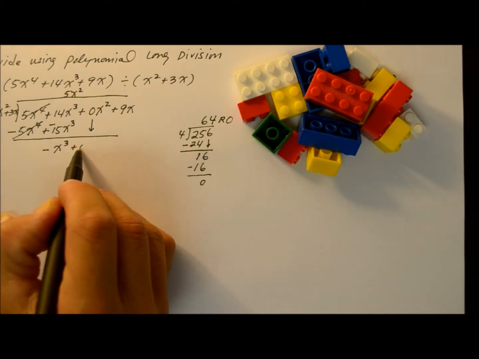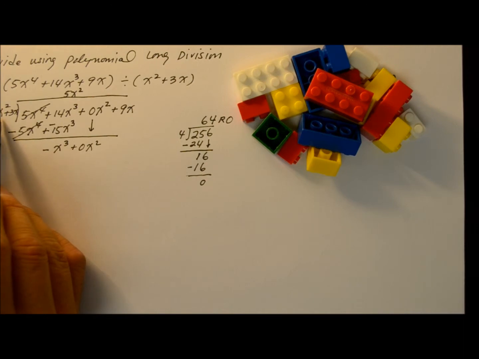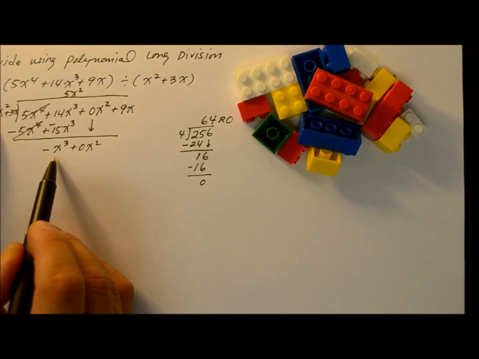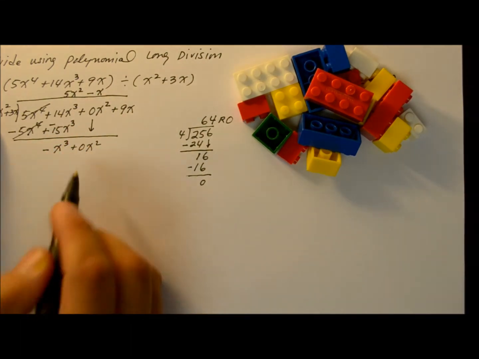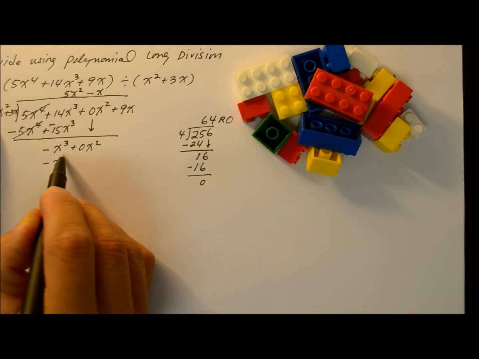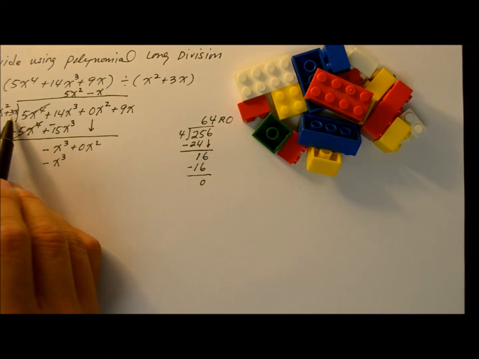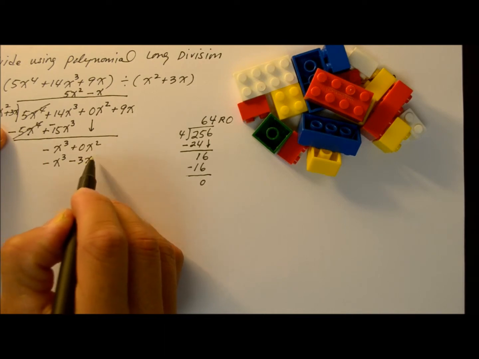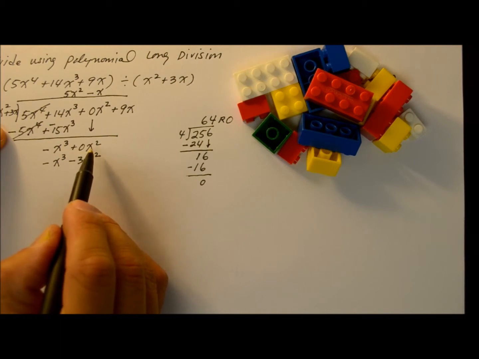So it becomes plus 0x squared. Now you ask the question again. x squared times what will give you negative x to the 3rd? Well, you just need negative x. Because x squared times negative x is negative x to the 3rd. You're trying to match it up exactly. But again, as a distributive property, 3x times negative x is negative 3x squared. See, now you got something to combine together. That's why we needed that placeholder.